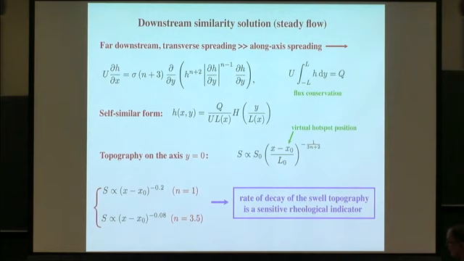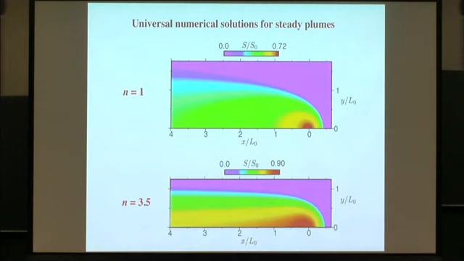So these are the universal numerical solutions for a steady plume. Here at the top is n equals 1, and you can see how it's widening as a function of distance quite substantially. This is the solution for n equals 3.5. And as you can see, the decay, for example, along this line here, is much, much slower than it is along this line here. So we're going to see if this can explain the enigmatic observations in Hawaii.